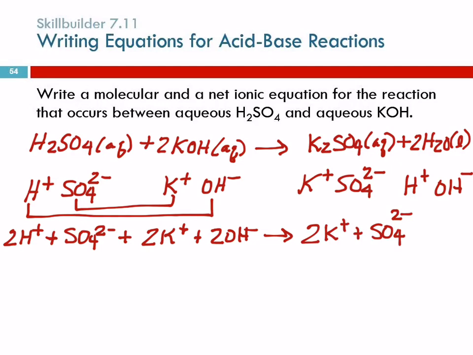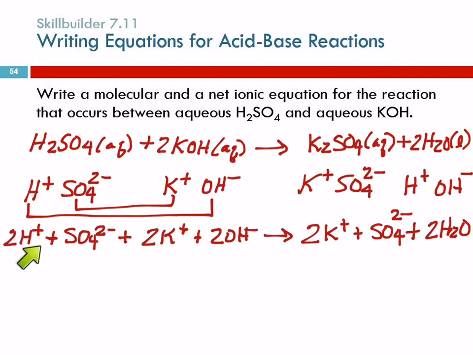Do we separate the water into ions? No. Its state symbol is l. Gas, liquid, solid, leave it alone. Just copy it down the same way that it was up there. So 2 H2O. Check to make sure it's still balanced.